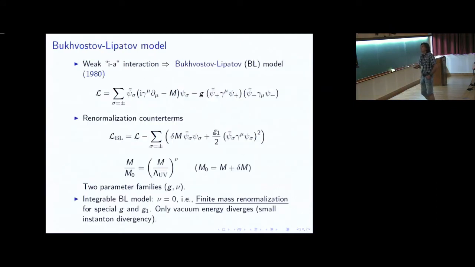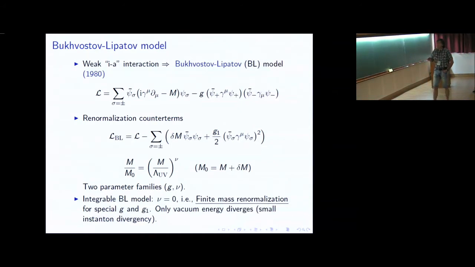The idea was actually proposed by Bukhvostov and Lipatov. In 1980 they introduced a theory which, they argued, describes instanton-anti-instanton weak interactions. And the theory is formulated this way. You have two copies of the fermions, two flavors of the fermions, sigma plus minus here. The effect of the weak instanton interactions is given by these four-fermion terms. So that is the model which was introduced by Bukhvostov and Lipatov.